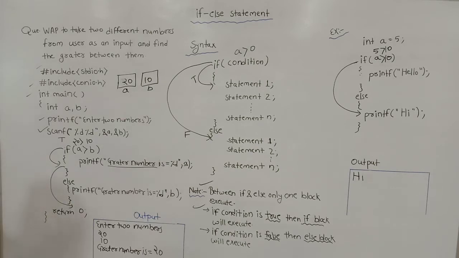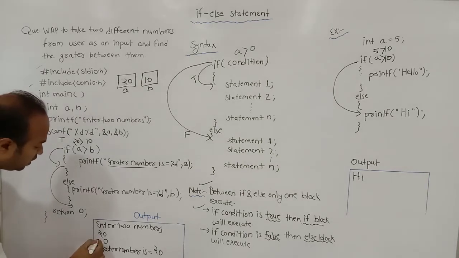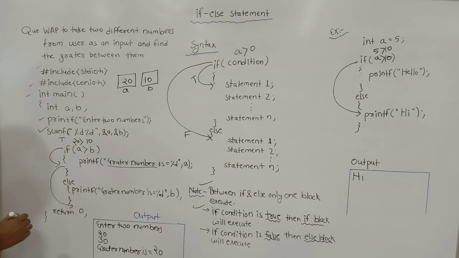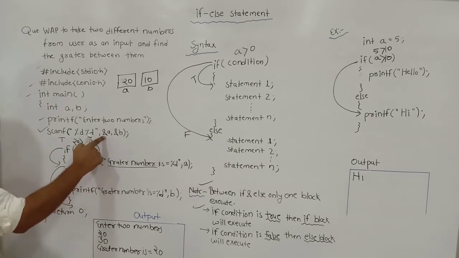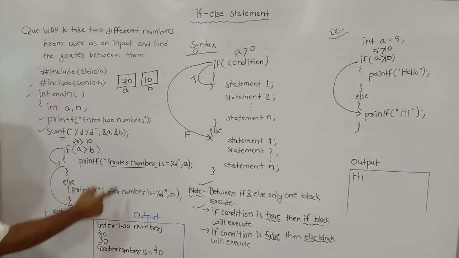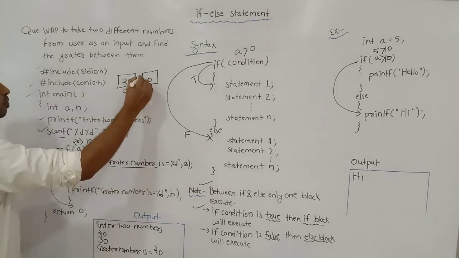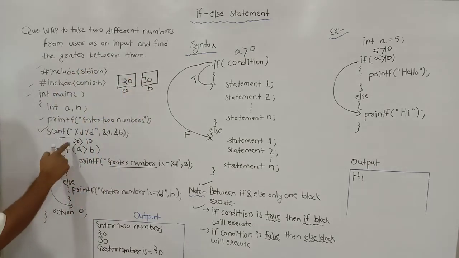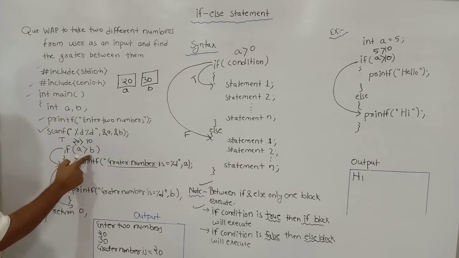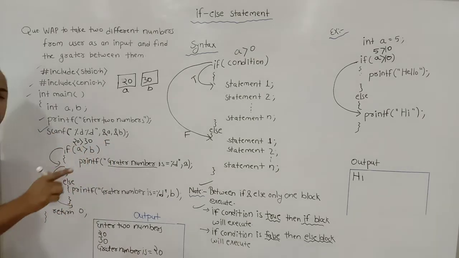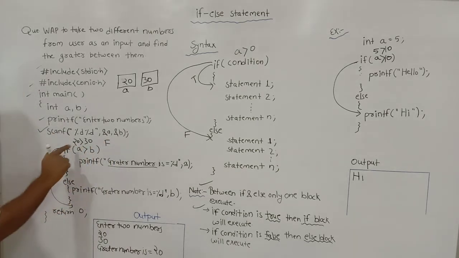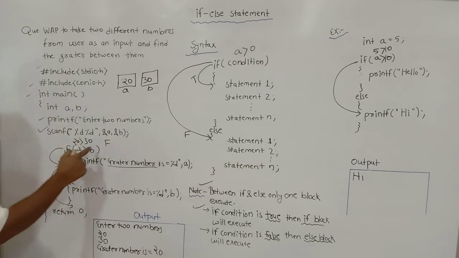But suppose the user enters other numbers, for example 20 and 30. Then what will happen? 20 will be stored at the address of A, and 30 will be stored at the address of B. Here we will compare the two numbers, A greater than B. The value of A is 20 and the value of B is 30. So this condition is false. Why is it false? 20 can't be greater than 30.